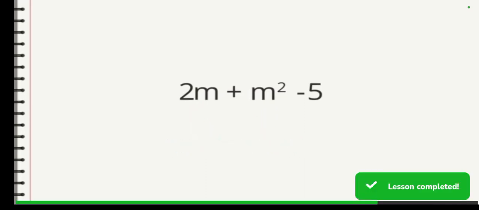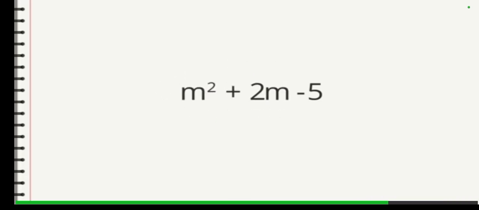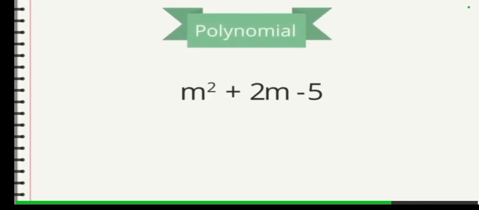It helps to sort the terms, putting the one with the largest exponent first. So we rearrange it like this. First the m squared term, then the m term, then the constant at the end. This doesn't change the value of the expression at all, but if you always sort expressions like this, you make them easier to read and interpret. An expression like this with several types of term is called a polynomial. Poly means many.